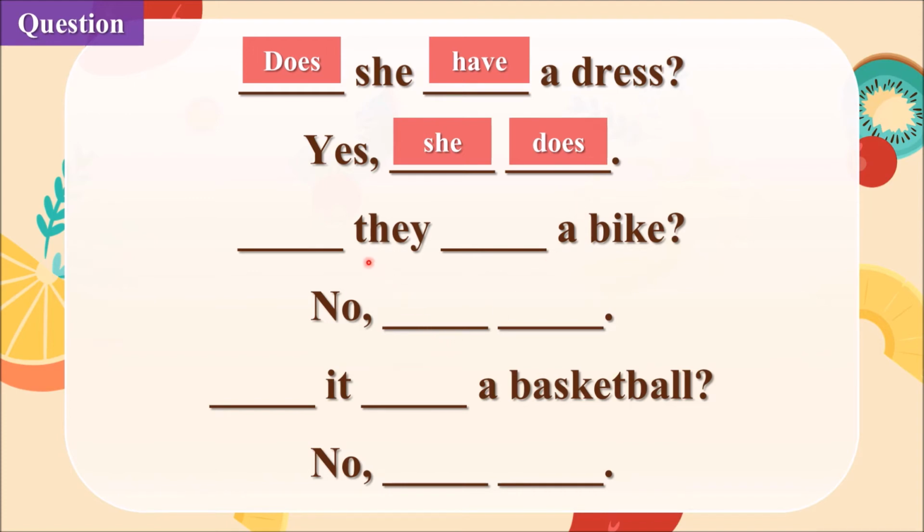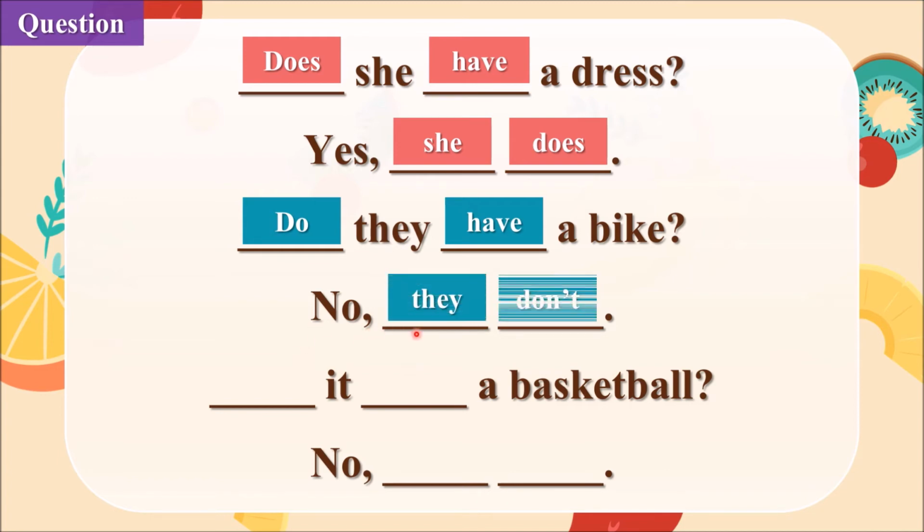Okay, again. When we start a question, we use have. And what goes in the front of they? They is a plural subject. We use do. Do they have a bike? The answer is no. The answer is negative. No, they don't. It's negative. We have to say no, they don't.